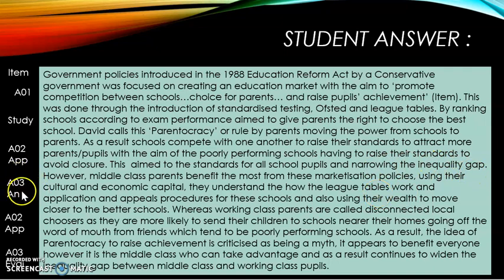However, and this is where we start to do the AO3, and we're going to do a little bit of analysis here. So we're going to apply it to our first social group here, which is class. So we're going to compare the middle class with the working class. Middle class parents benefit from these policies because they've got cultural and economic capital. So they use their cultural knowledge to understand the importance of knowing league tables, how to interpret them, what they tell you, but also the application and appeals procedures. If they can't get into the school that they desire, they know what to do in order to challenge that system.